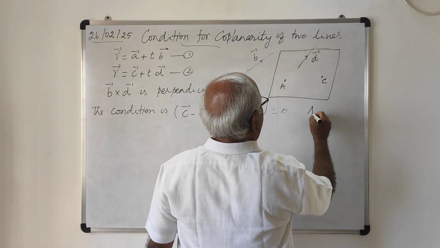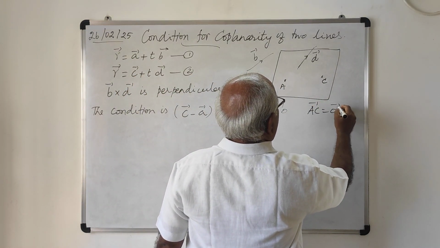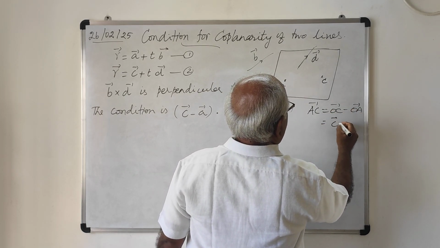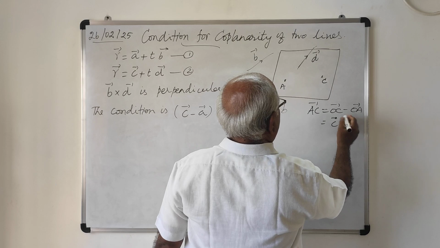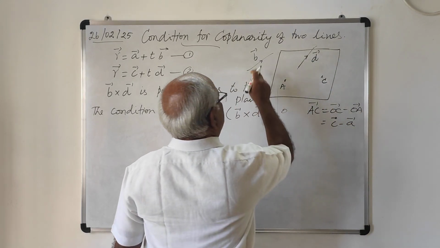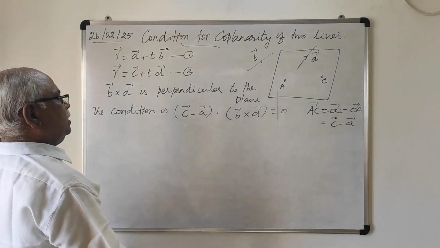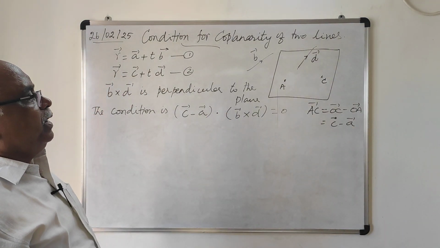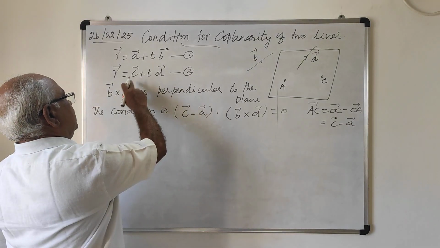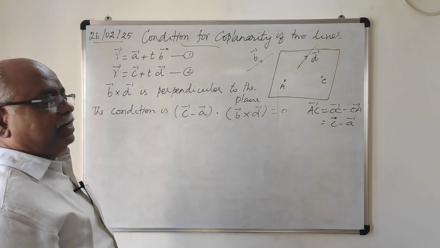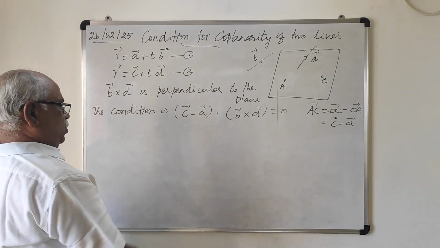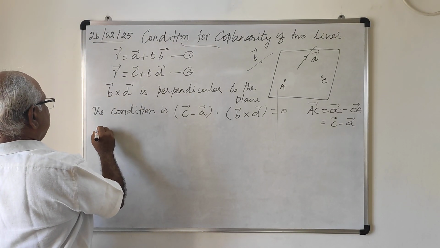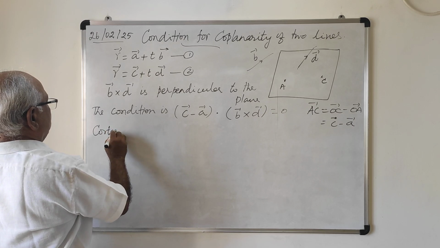That AC vector is nothing but OC minus OA, that is c minus a. This c minus a and b cross d vectors are perpendicular. Therefore, c minus a dot b cross d is 0. This we have seen already in our vector equation of a plane passing through two points and parallel to two different vectors. That is c minus a dot b cross d equal to 0. This is the vector form. Now the Cartesian form, the condition for Cartesian form.